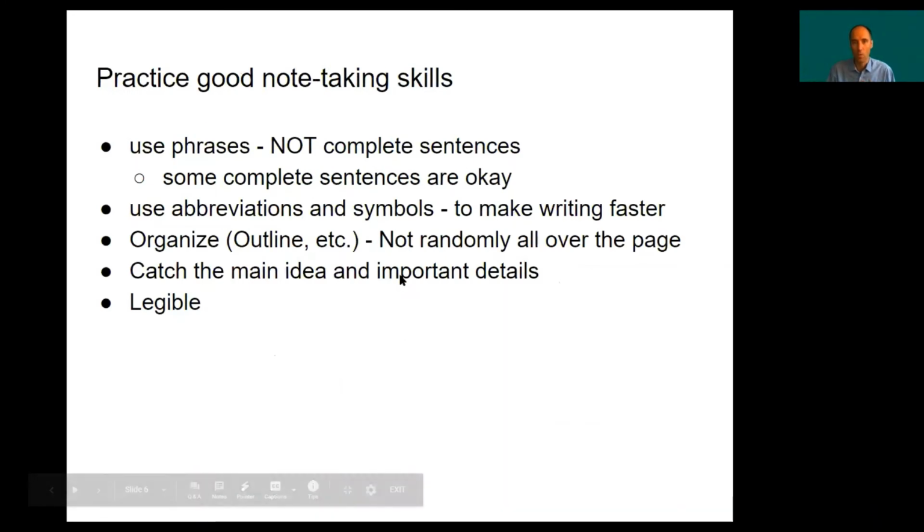Now, when you're taking notes, we do want you to use good note-taking skills. So what does that mean? We want you to be using phrases, not complete sentences. So when you're writing, we don't want you writing the whole sentence, just the information, phrases. Okay, now you may have a few complete sentences. That's okay. Sometimes at the beginning, there's a summary or introductory sentence that's just perfect. And you write it down, great, okay? But most of your notes should not be complete sentences.